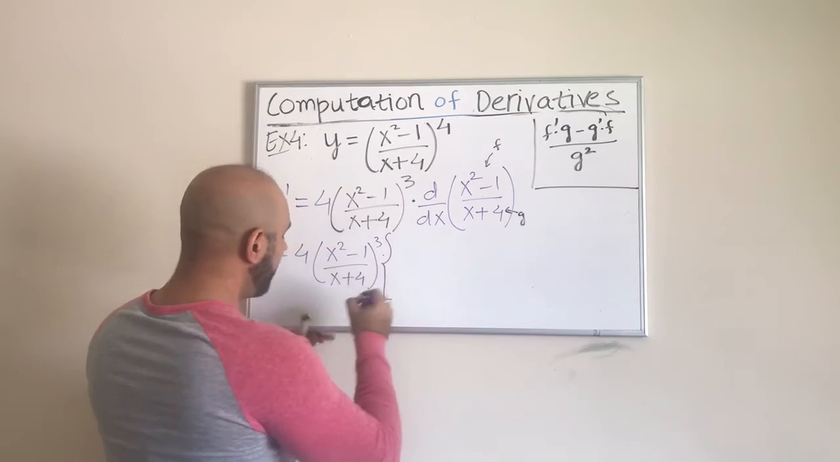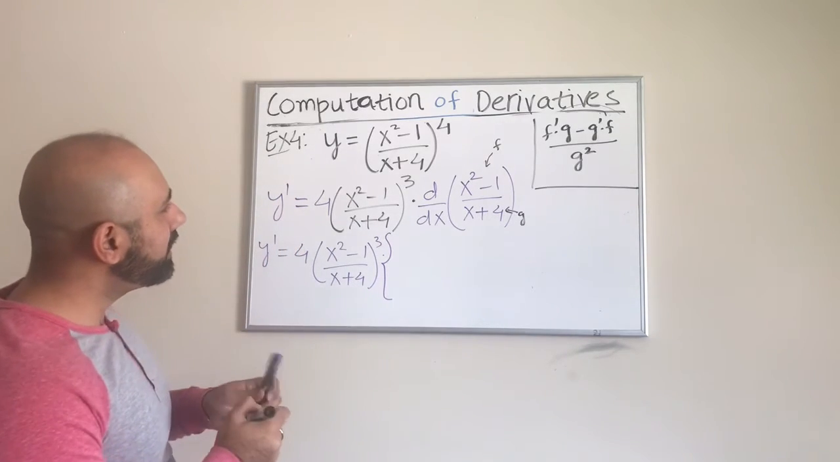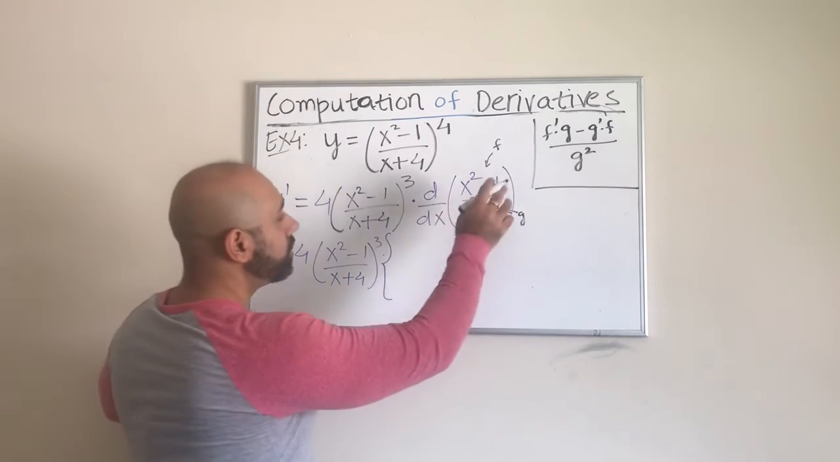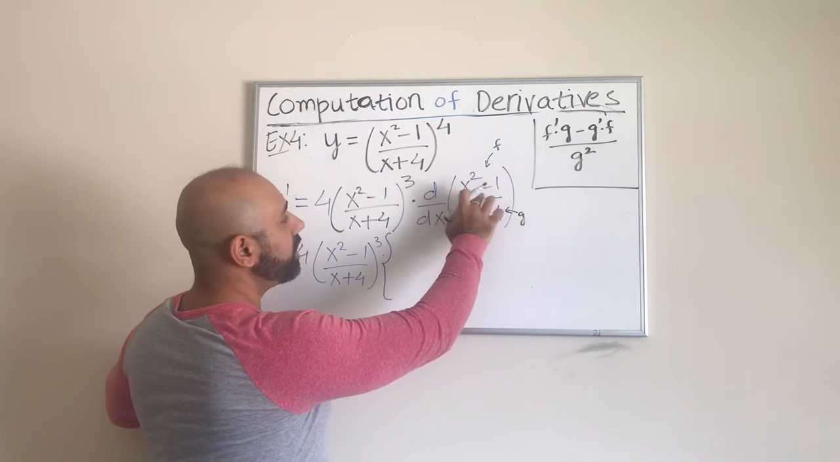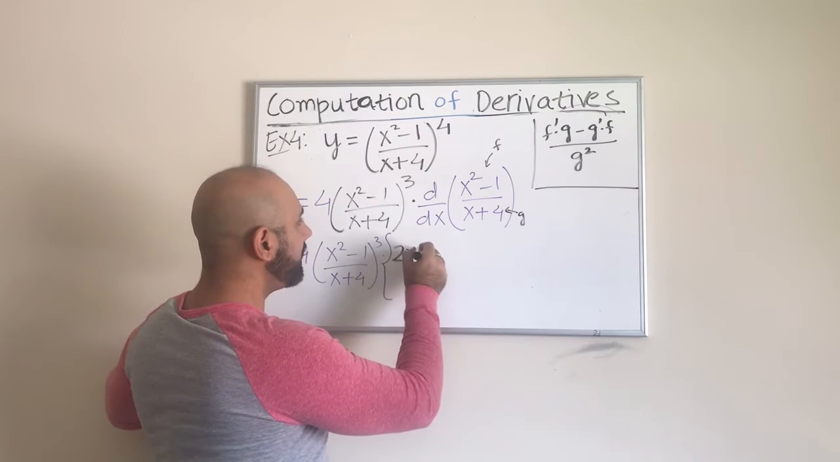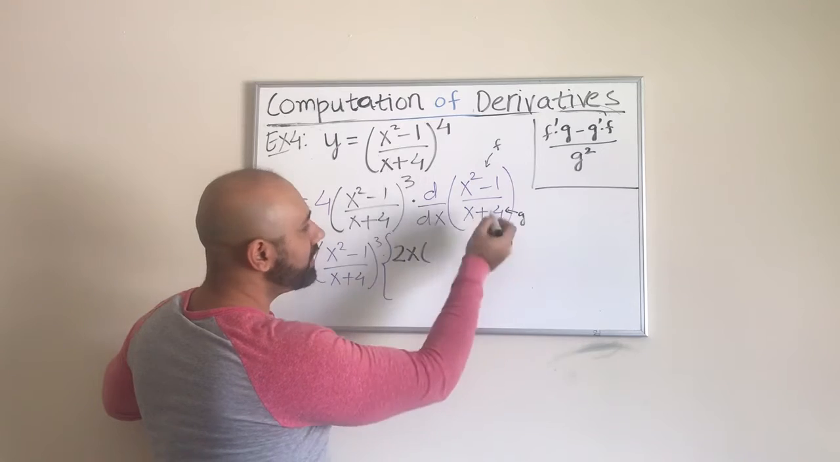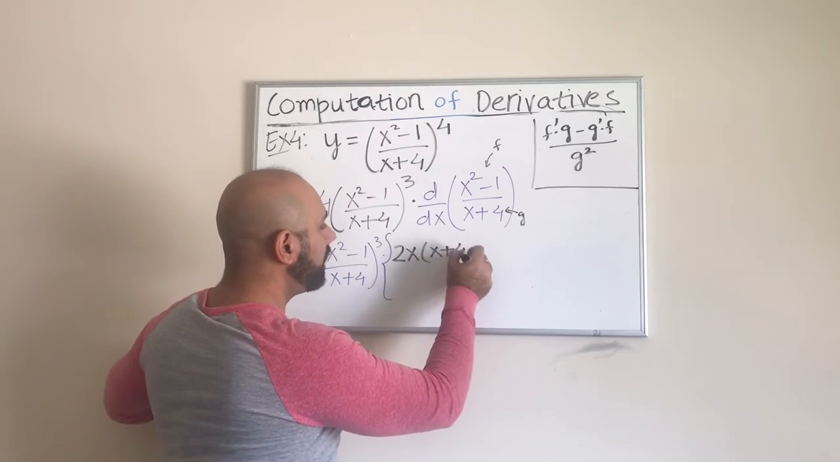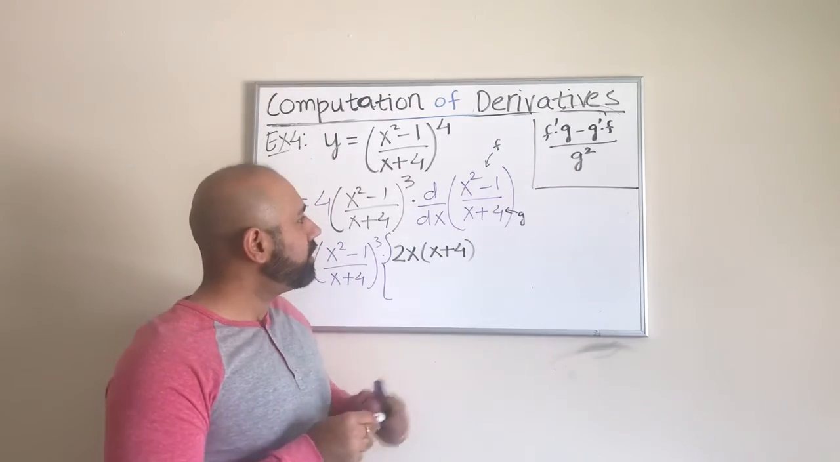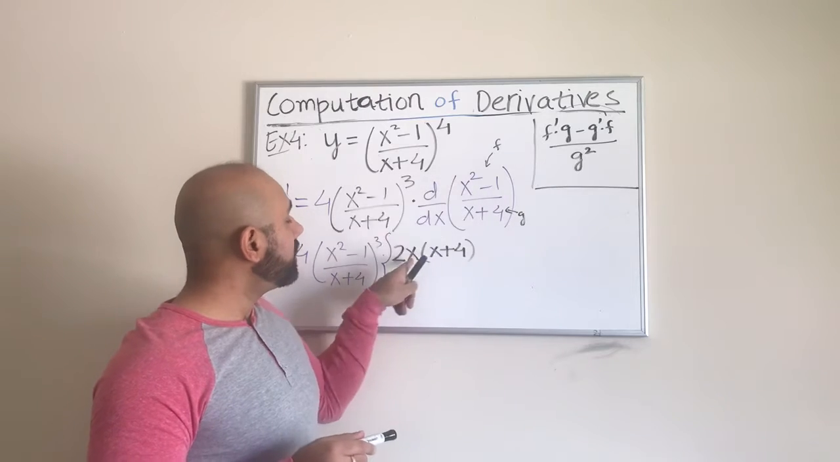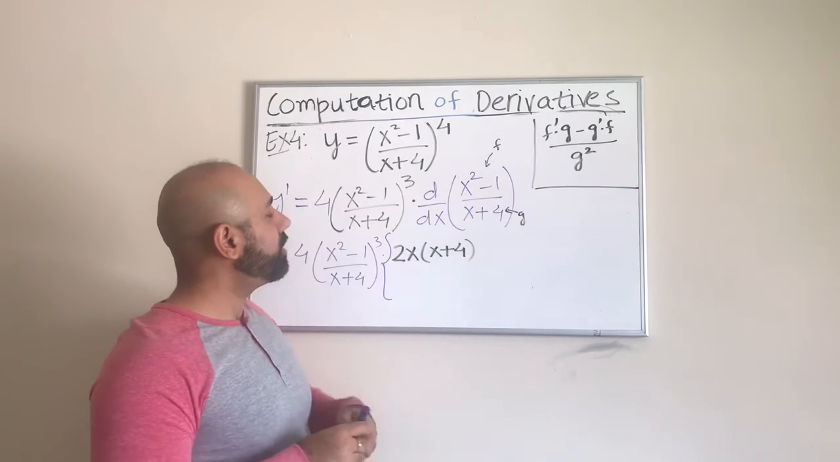So I'm going to use a bigger curly bracket here. Let us apply the quotient rule. So f prime, we have to find the derivative of the numerator, which is simply 2x, right? And then you have to multiply that by just the g function, x plus 4. That's pretty easy, right? Because the derivative of x squared is 2x, and the derivative of this is 0, so we don't have to write that 0.